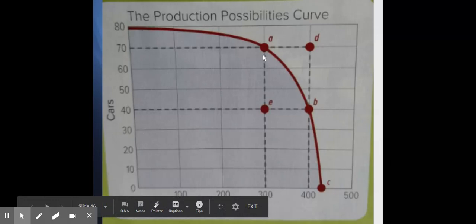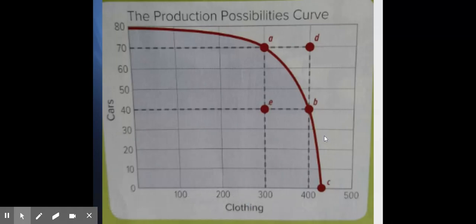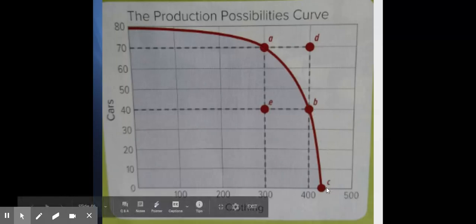You're not going to have to plot points or anything like that, but just look at this and realize that everything on the line is efficient use of resources, is maximum use of resources. All the resources are properly employed on the line. Inside the line is going to represent inefficiency.